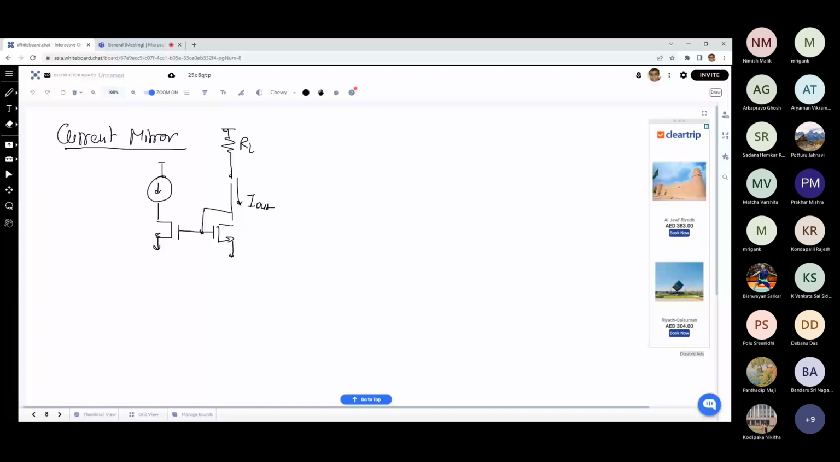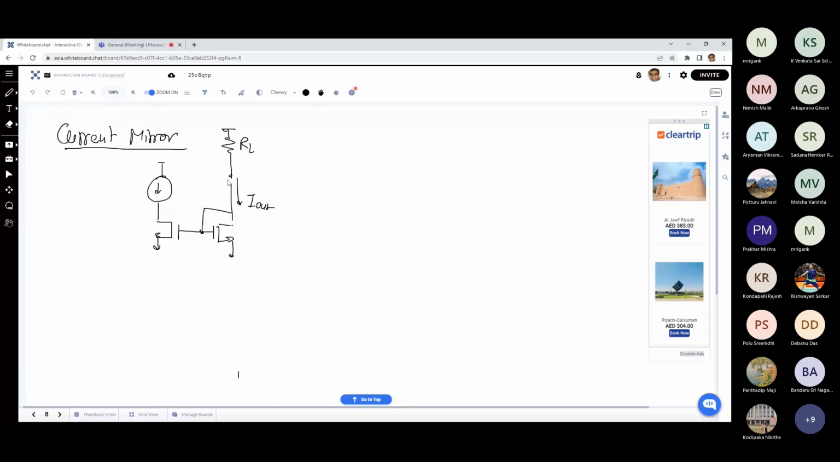Yeah, so what about this? This gate is not floating, so this is going to work. The impedance would reduce too much. For an ideal current source, the impedance would have to be higher. Yeah, the output impedance has to be higher.